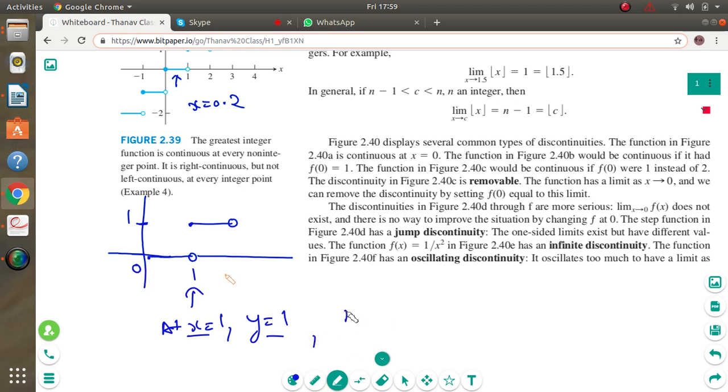That means at x equal to 0, that is the greatest integer between minus 1 and 0, it will take the value not as minus 1, it will take the value as 0. That's how the name is greatest integer function. But you're looking at it from the left side. At the greatest integer, we take it right continuous, not left continuous.